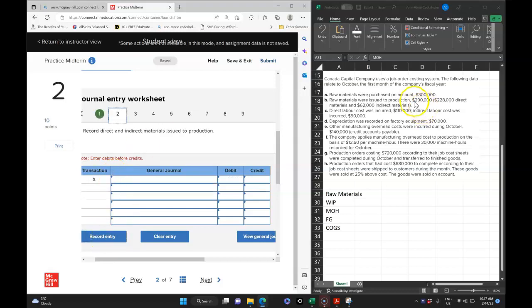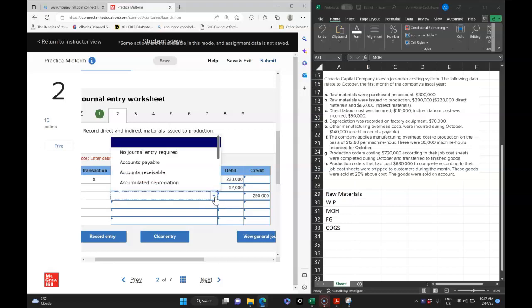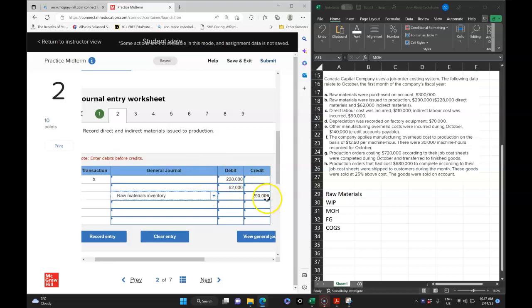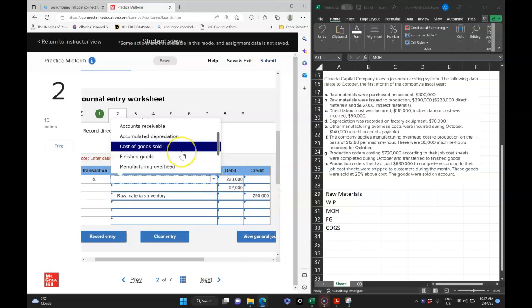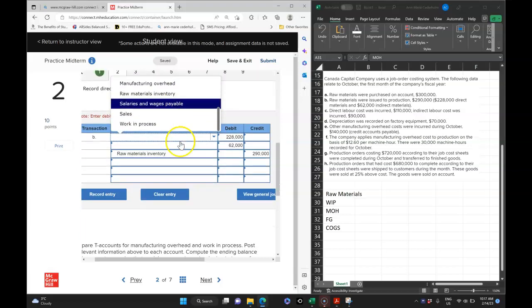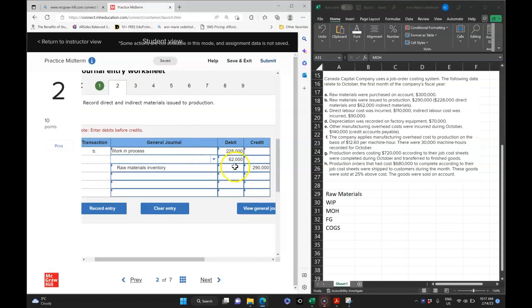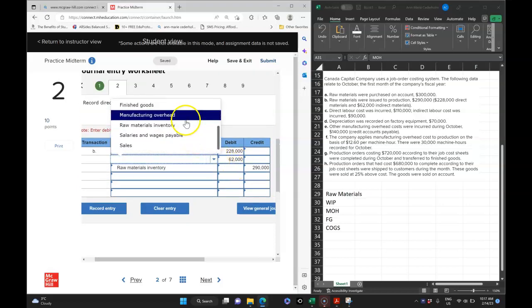Then my second entry is raw materials were issued to production. So 228,000 direct materials and 62 indirect. So I always put my numbers in first. And then that's 290 total. So I'm taking this out of raw materials. So my raw materials inventory account is going to be credited. And my direct materials are going right into the WIP. So I'm going to choose work in process, if I can find it. And my indirect materials will go right into my manufacturing overhead.